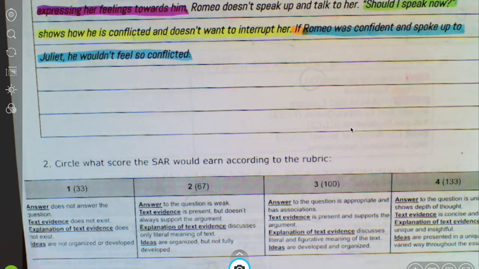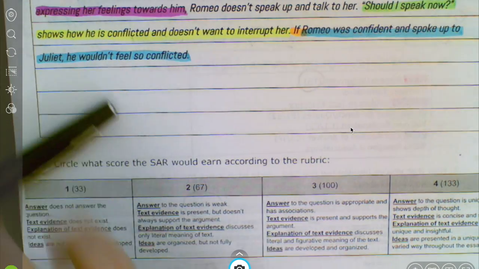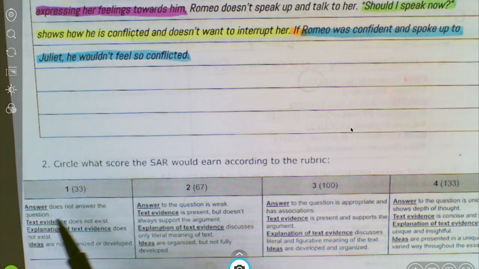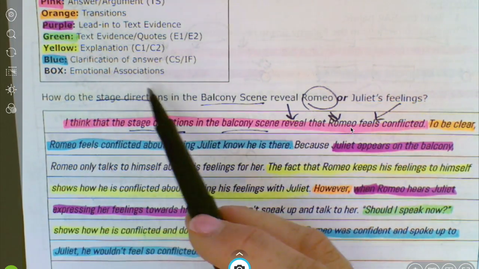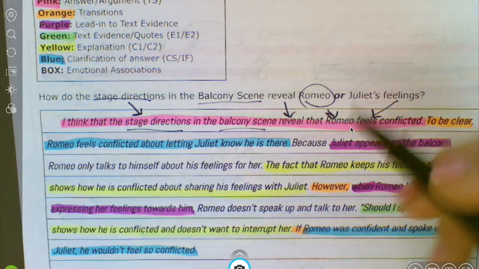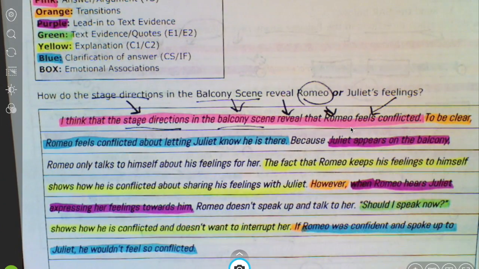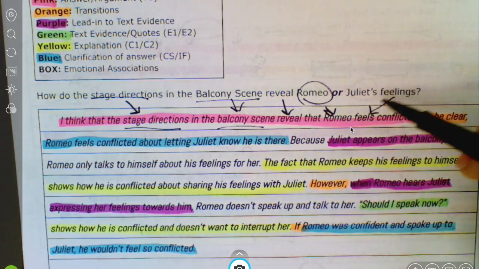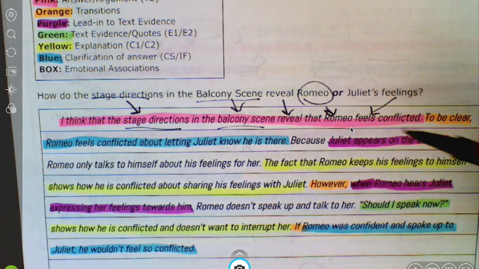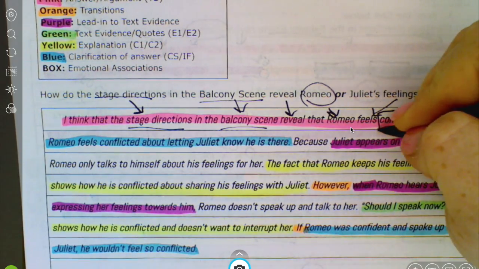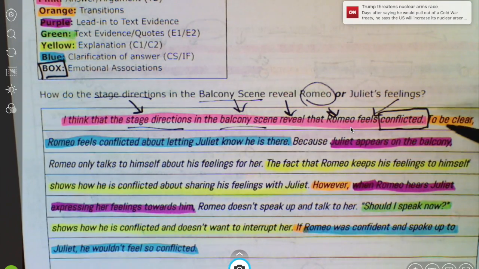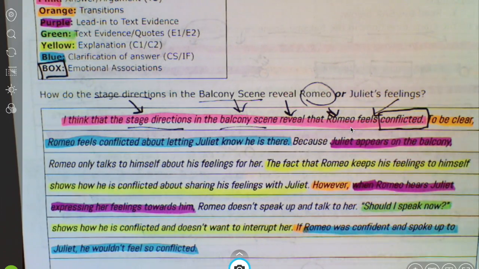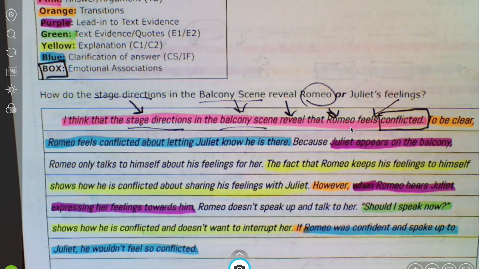One says that the answer does not answer the question. Well, if I go up here and look at my topic sentence, my answer is answering the question. I have the word stage directions, all right? I am recognizing that it's specifically in the balcony scene, what feelings it's revealing and what character. And I have this word conflicted. We haven't boxed in our association words yet, so we'll kind of do that as we go. So I have this word conflicted, which is fine. He does feel conflicted. It's only one of his feelings.